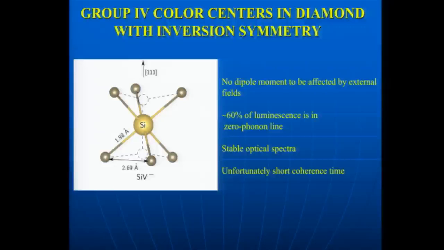It does have about 60% of its luminescence in the zero phonon line. That's a very stable optical spectra. The disadvantage of the silicon vacancy is that it has a very short coherence time. So for other color centers, there's been a lot of work on silicon vacancies.